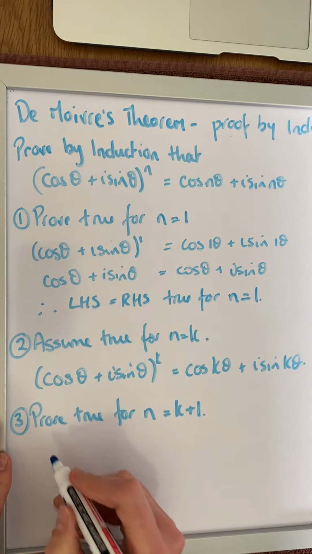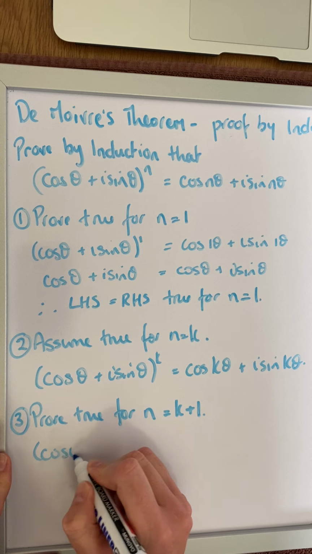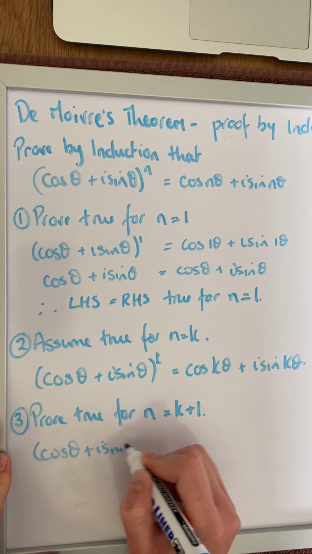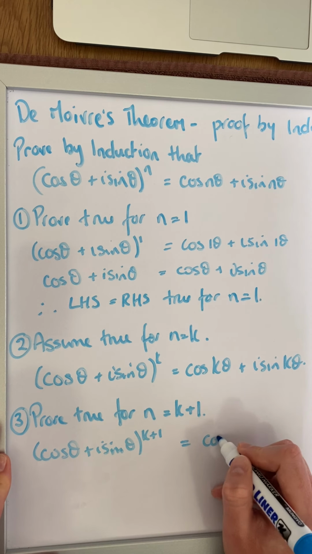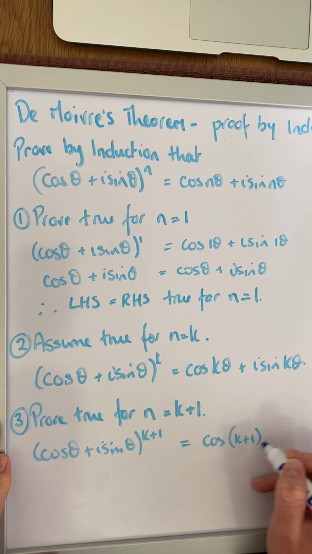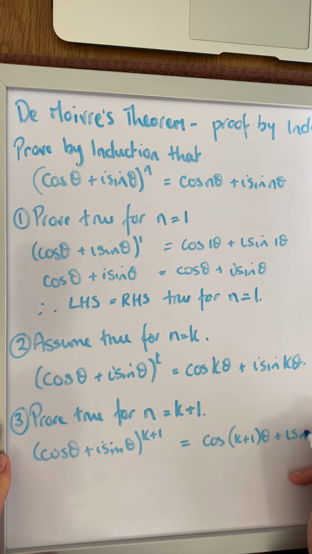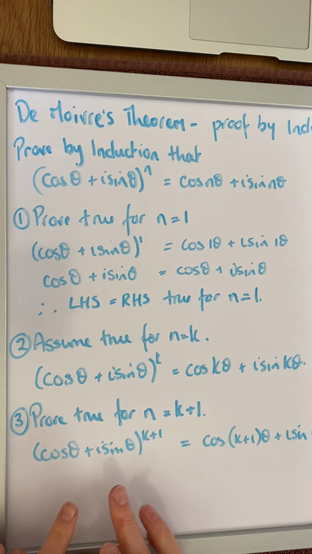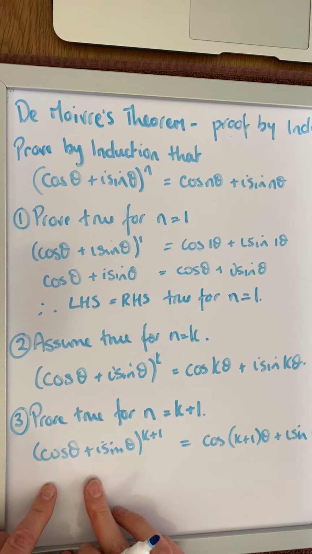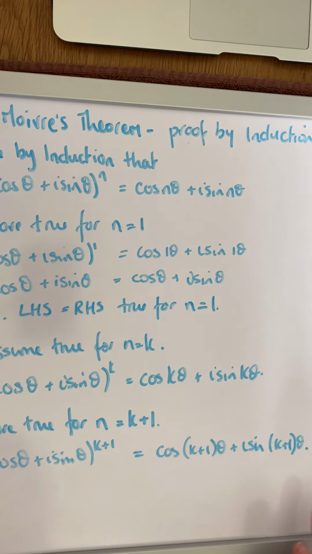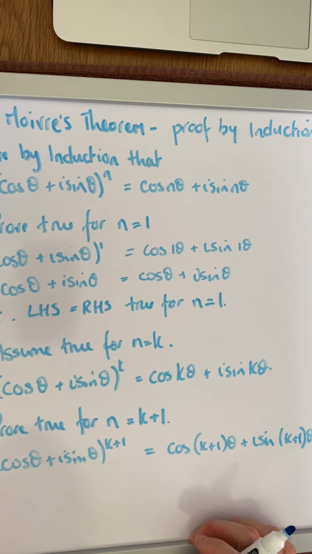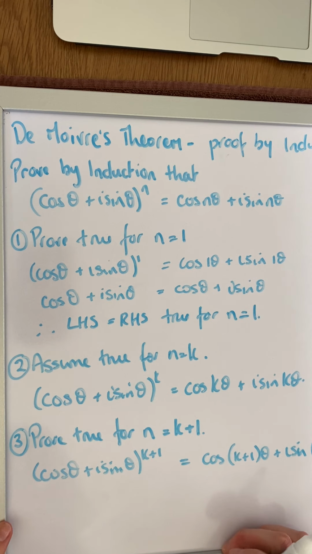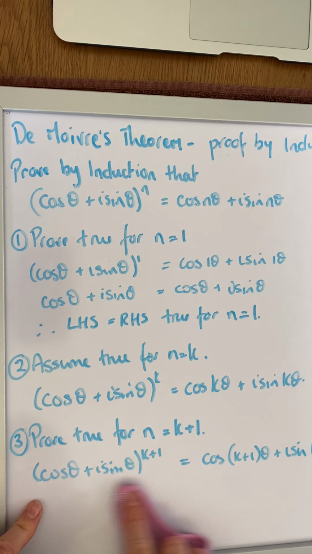So our final step is to prove true. On the left hand side, we're going to look at (cos theta plus i sine theta) to the power of k plus 1. On the right hand side, cos of (k plus 1) theta plus i sine (k plus 1) theta. So we're going to work on manipulating this left hand side to make sure that it looks like this right hand side. All right, so I'm going to rub off my previous working out now so that I have some room to maneuver, and we're going to look at proving this.